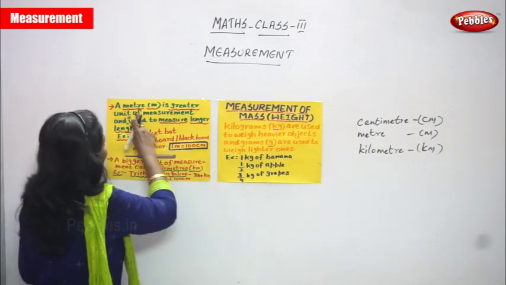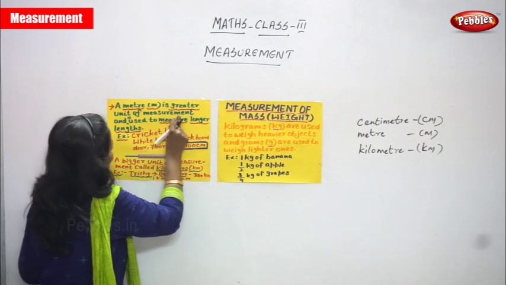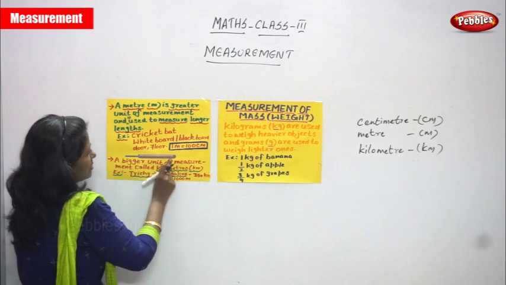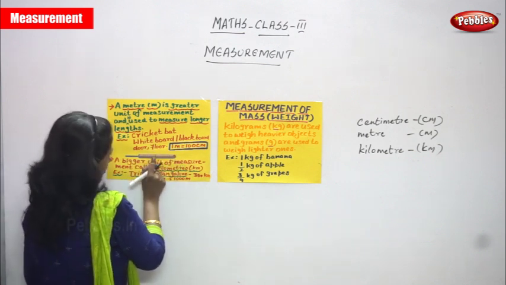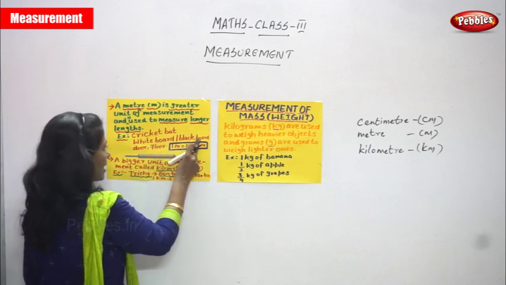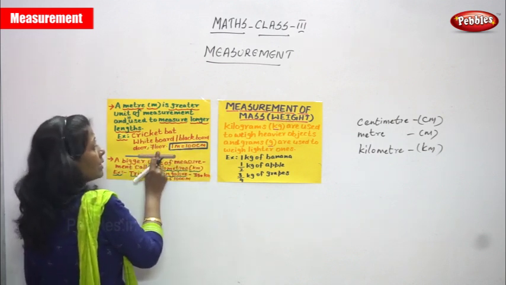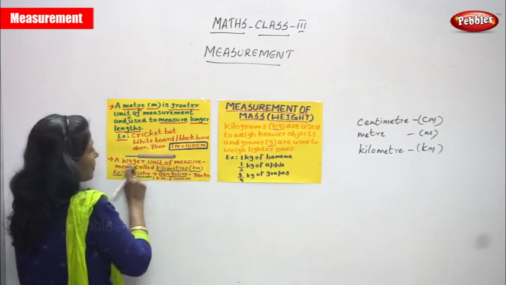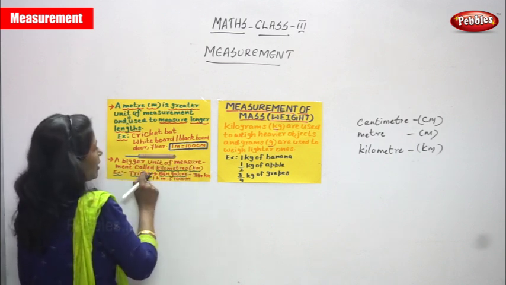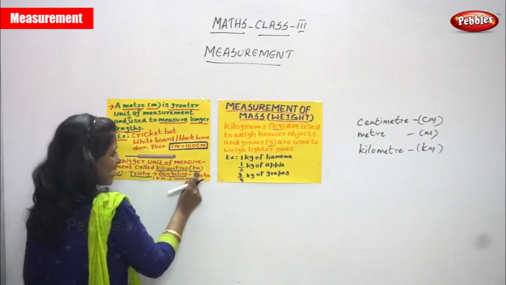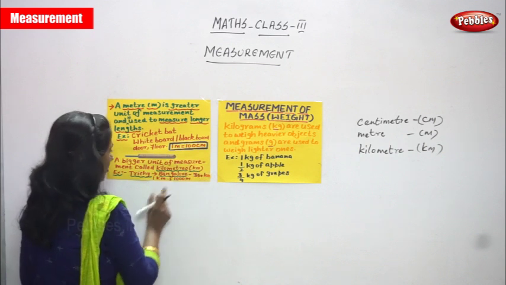So a meter, m, is a greater unit of measurement used to measure longer lengths. A cricket bat, generally we measure in what? We measure in meter. Whiteboard or blackboard, door, floor, all come under the meter category. Next one is a bigger unit of measurement called kilometer. Kilometer means km.